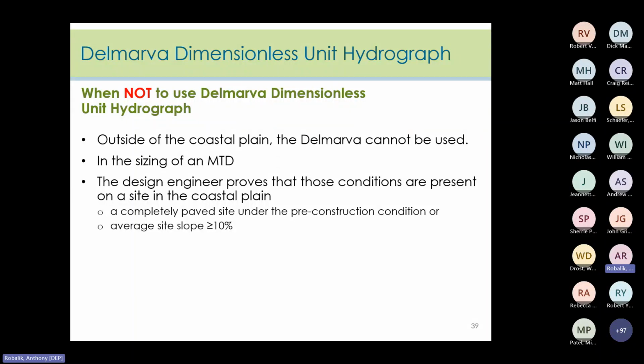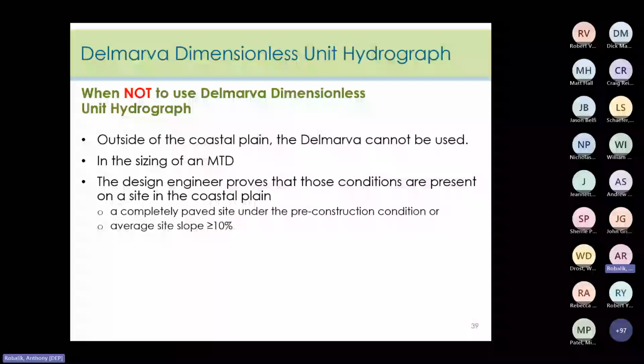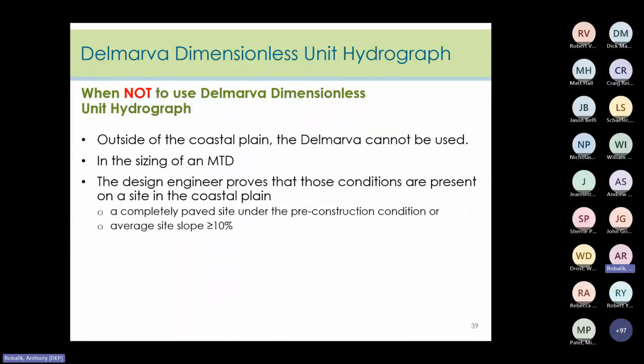when a site is within the coastal plain and the design engineer can prove to the satisfaction of the review engineer that the conditions for applicability of the Delmarva unit hydrograph are in no way present anywhere in the watershed. For example, if the site is completely paved, or there are very steep slopes present on site greater than 10%.